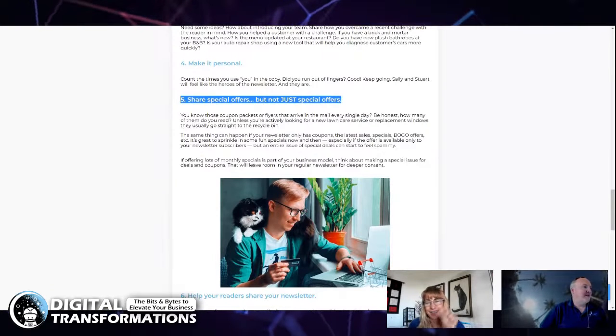But yes, share special offers, not just special offers. Exactly, exactly. My analogy for that is, and they still publish them because it serves a certain market.